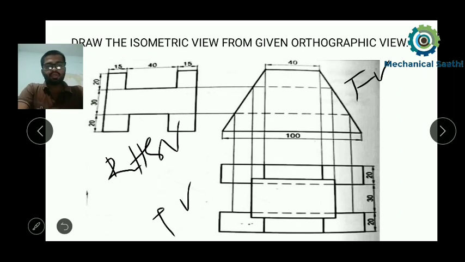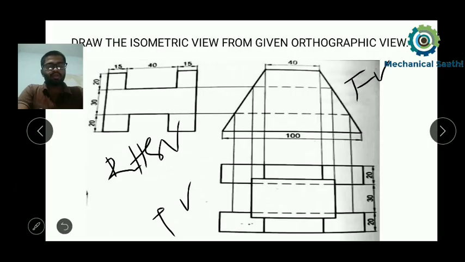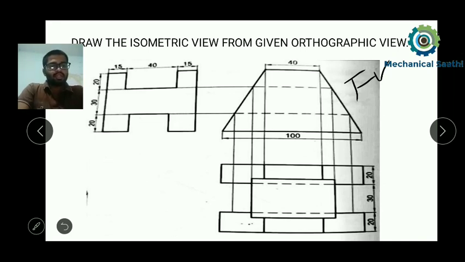From all these three views we need to draw the isometric view. So let us try to collect data and draw that. From the top view we can get the length and width of the drawing, and from the side view and front view we can get the height of the drawing.